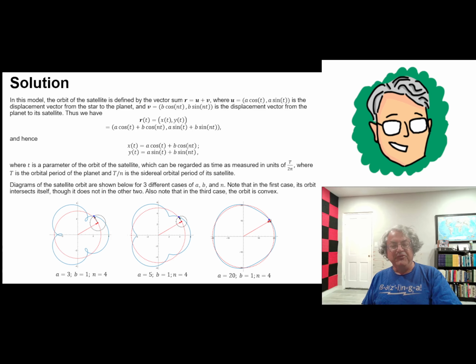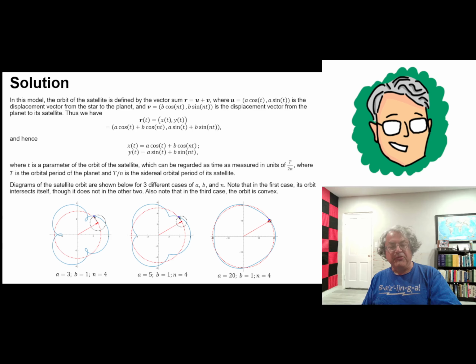we see that v has x component b cosine nt and y component b sine nt. That just means it's orbiting n times as fast, the angular velocity is n times. We'll do this for the planet. And so to get r of t, we just add these two. We get for the x component a cosine t plus b cosine nt, and for the y component a sine t plus b sine nt.